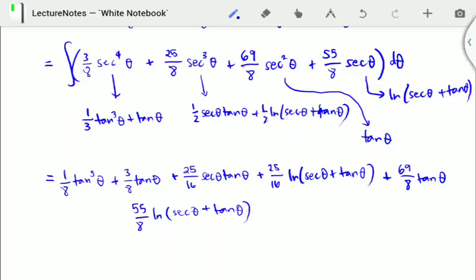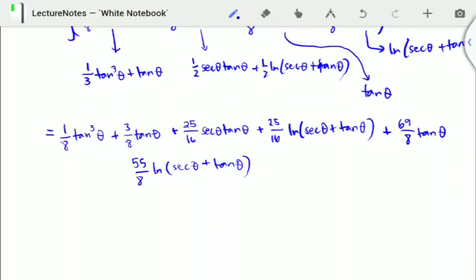Okay, so let's simplify, because obviously there are some terms here that will combine, especially the ln terms. Note that this tan right here will combine with this tan. Let's write the tan cube first: 1/8 tan cube theta. It won't combine with anything. This plus this will give you 72 over 8 tan theta. And then you have, of course, your 25 over 16 sec theta tan theta.